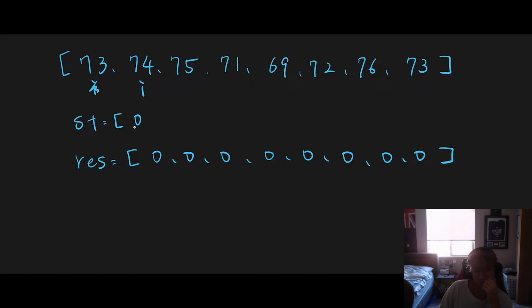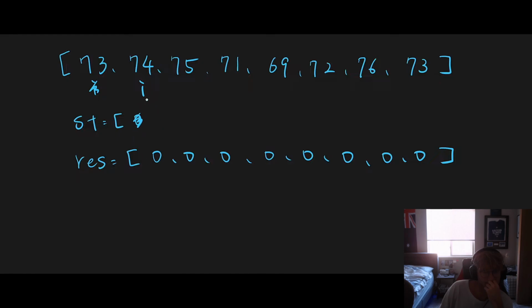So it's time to compare the current temperature and the previous temperature. Now 74, and the stack has 0, so 73. 74 is greater than 73, right? In that case, we pop the latest day in the stack, that means index 0, and then update index 0 with the current index number minus 0, right?